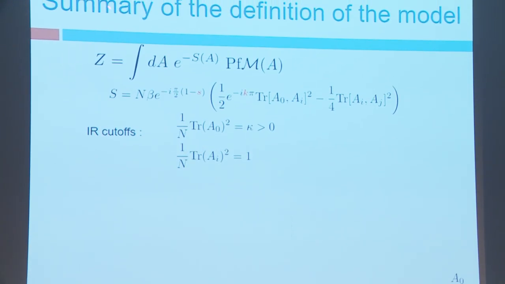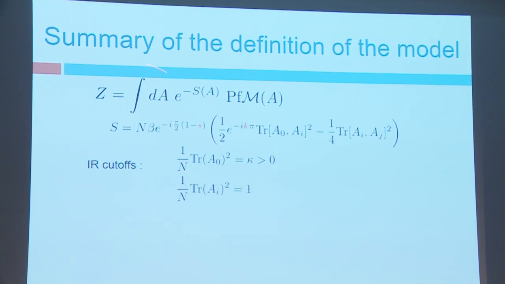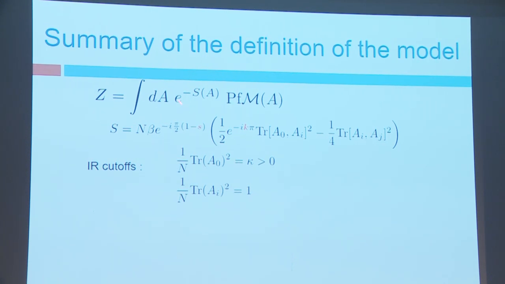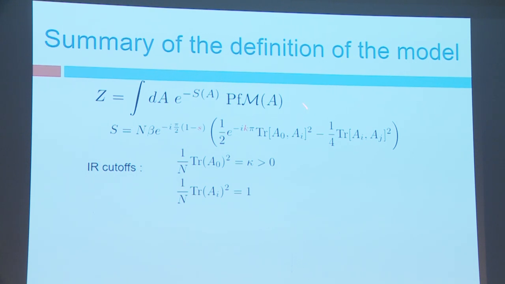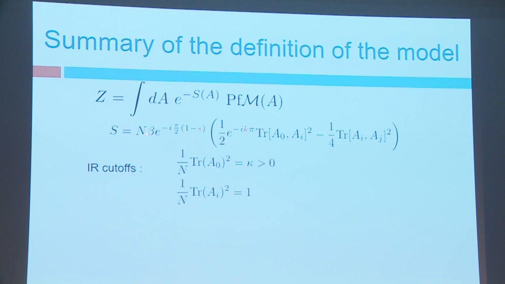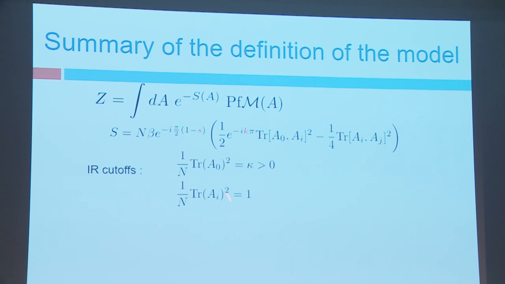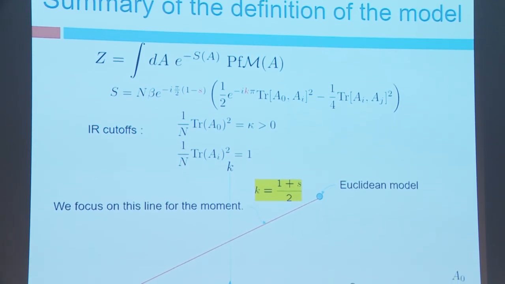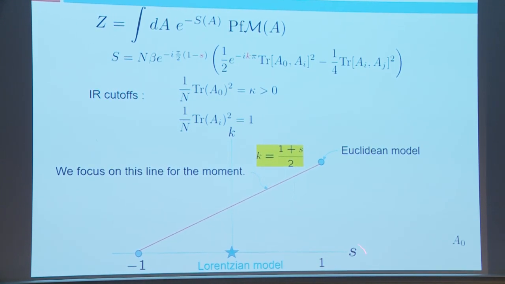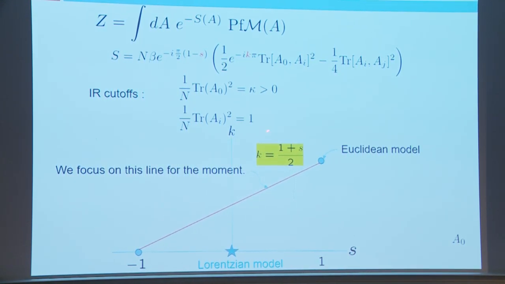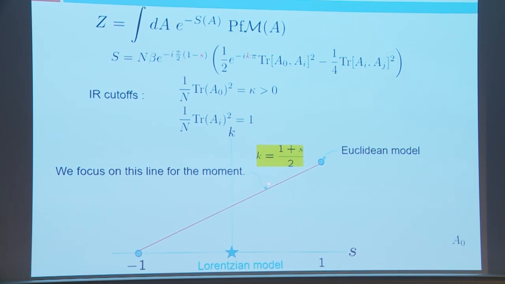So now this is a summary of the definition of the model. The partition function is given by the integral over dA with e to the minus S_A times the Pfaffian, and S is given here. We have two parameters, s and k here, and we introduce the infrared cutoffs given by this constraint. Now this is something like a phase diagram, with the k axis and the s axis. This is the line we focus on for the moment, and this corresponds to the original Lorentzian model. On the other hand, this corresponds to the Euclidean model.